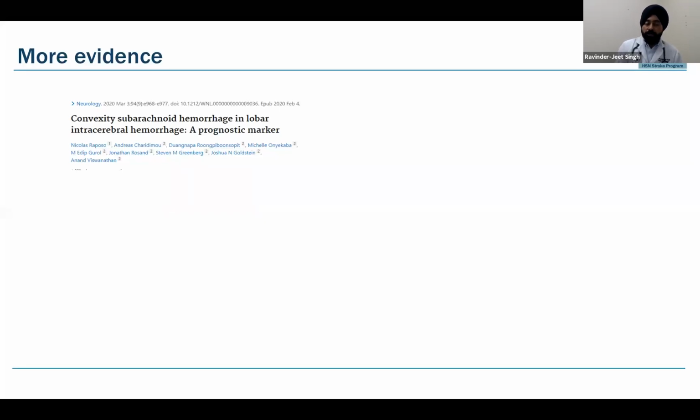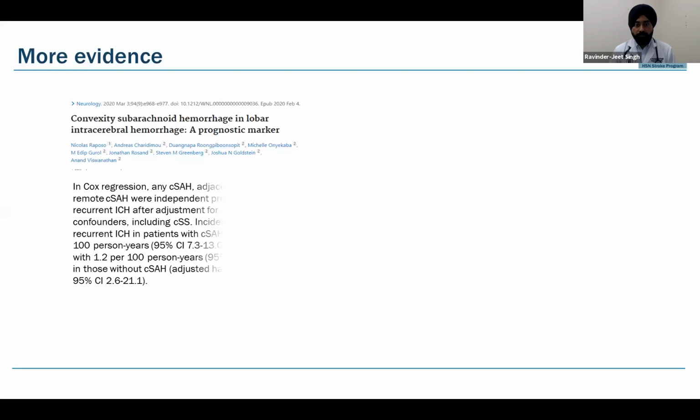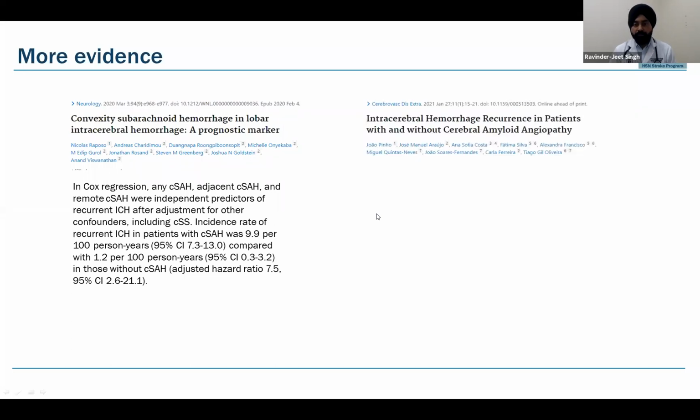So again, we would not know if this subarachnoid hemorrhage is a part of CAA, or it is venous sinus thrombosis, or it is part of trauma. So of course, we need something to guide us to say how to distinguish amyloid angiopathy from these other entities which cause similar presentation. And again, it showed a very similar theme, which is the much higher risk of future hemorrhages.